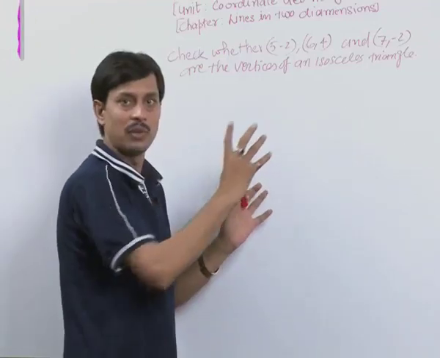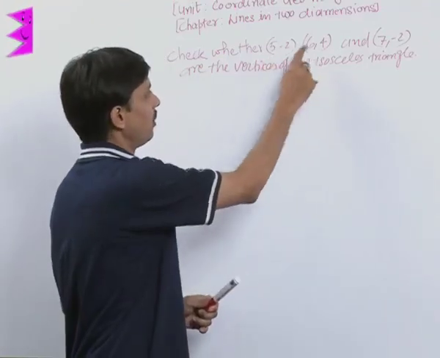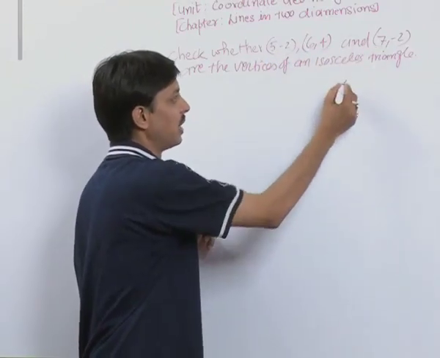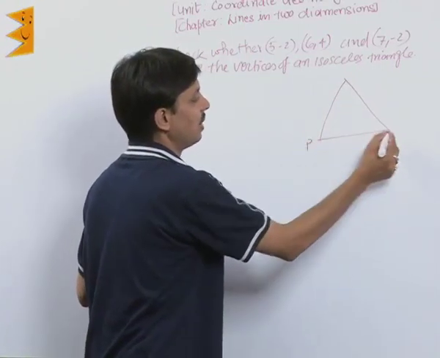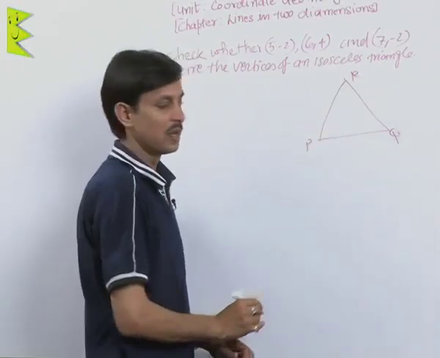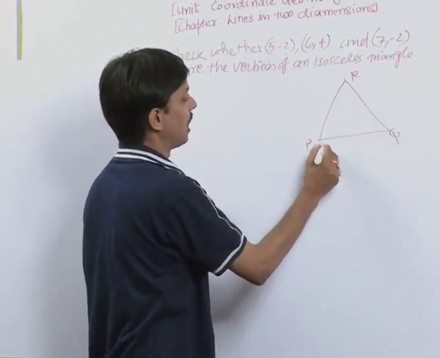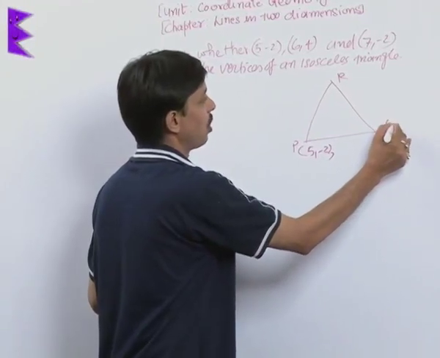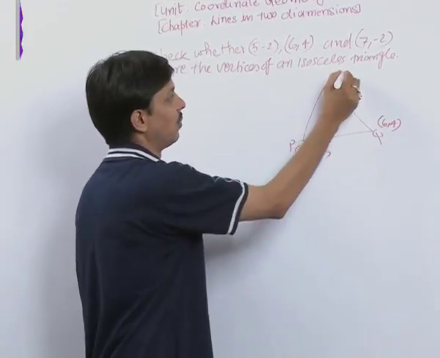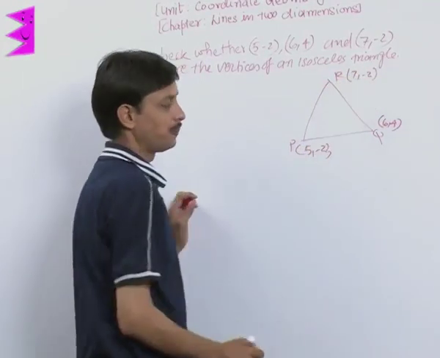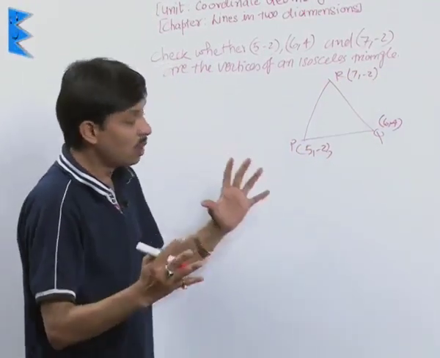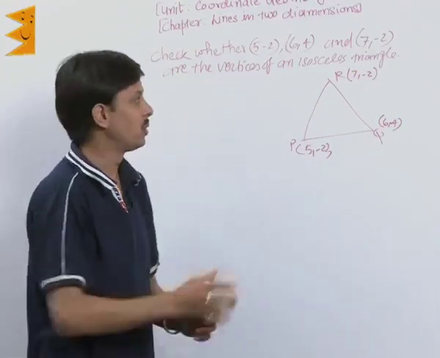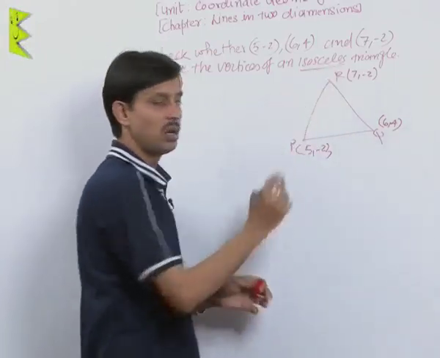Now the question is, we have the 3 vertices A, B, C, or you can say P, Q, R. Suppose we mention here in the plane, this is P, this is Q and this is R. Coordinates for the first point P are (5, -2). Coordinates of the second vertex are (6, 4) and coordinates for the third vertex are (7, -2). We would like to know what kind of triangle this is, or in this special problem we would like to check whether the triangle is isosceles or not.